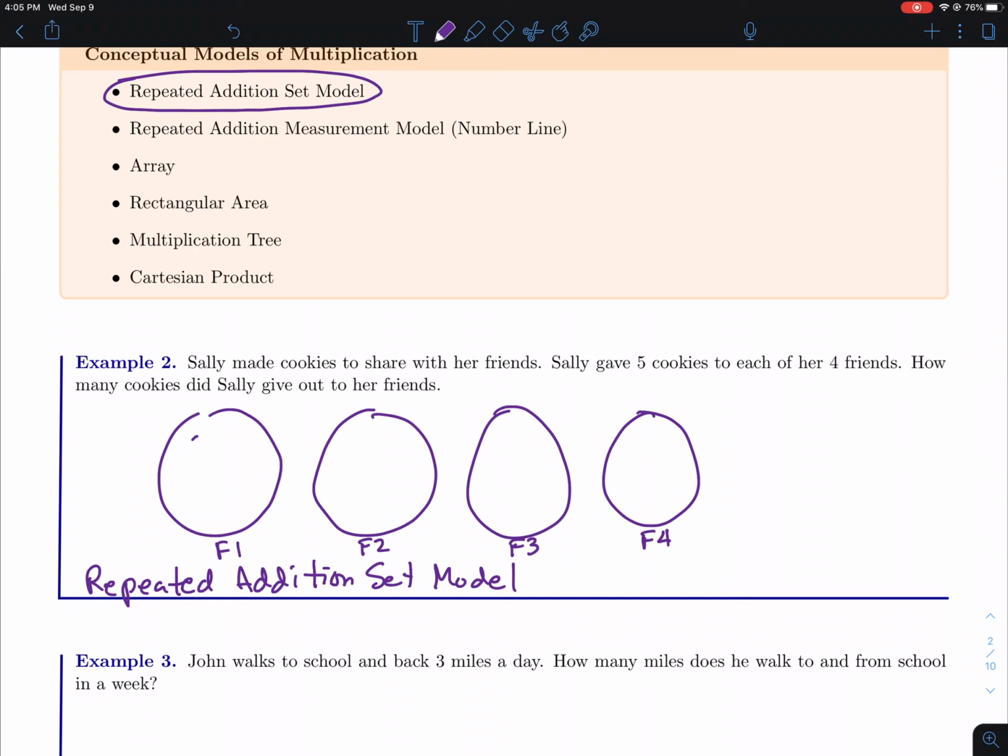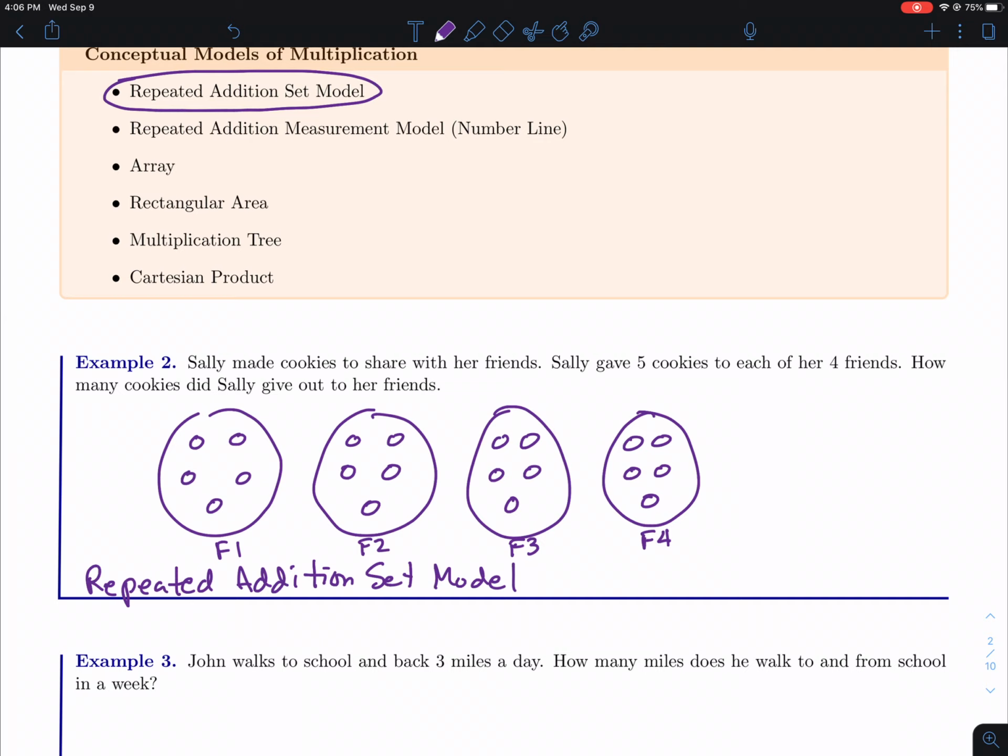So I'm going to go ahead and draw 5 cookies for friend 1. You can get as detailed as you want. You can put chocolate chips in them. You can make them colored, whatever you want to do, whatever your favorite cookie is. So there's 5 more. And there's 5 more. So now Sally's giving away 5 cookies to each of her friends.